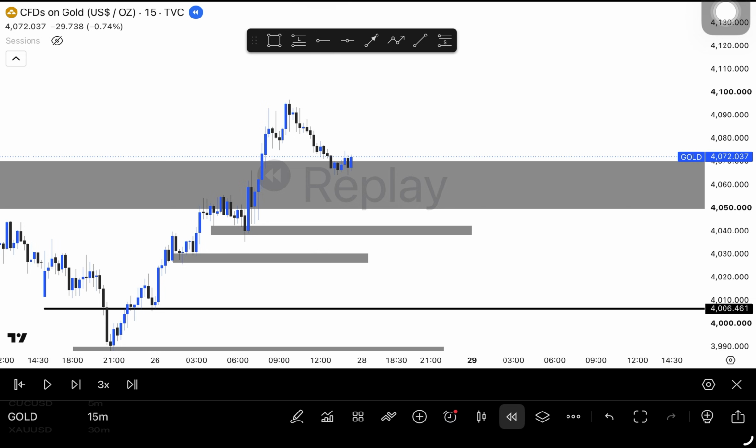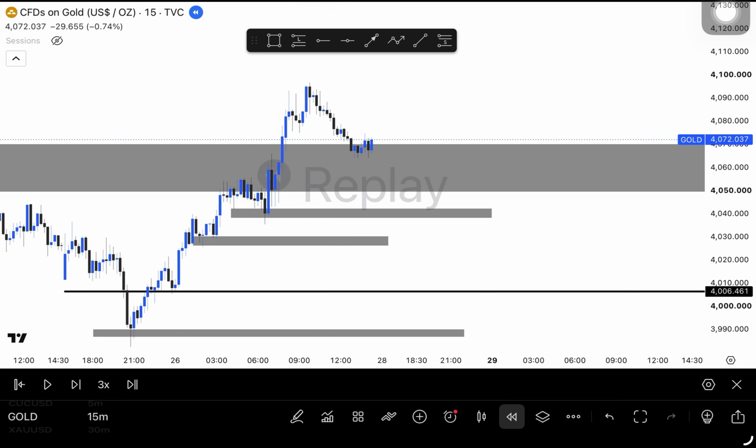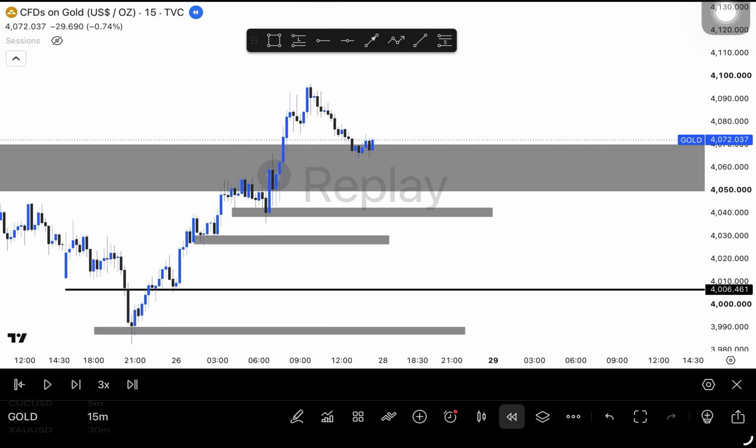So if you're looking for sales, if the daily is bearish and the 4 hours is bearish, we need the lower time frame to be bearish as well, so we can join in. The time frames need to align.